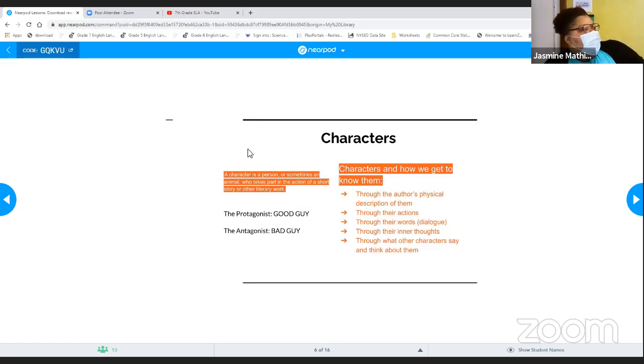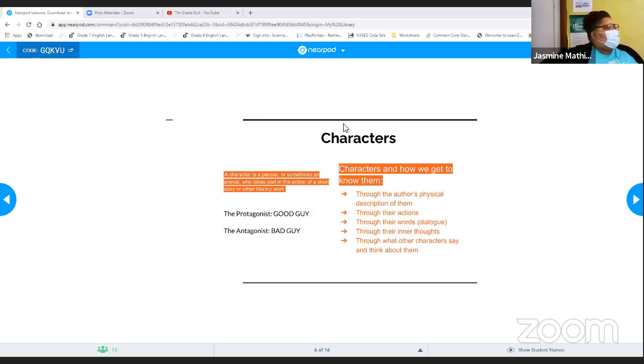Does anyone know what a protagonist is? Yep. It could be, but sometimes the main character can be an antagonist. What is a protagonist? You guys on Zoom can tell me in the chat. Yes, it is a main character, but it's a specific kind of main character. It's like the good guy in the story. Yes. So the protagonist is a main character, but the protagonist is the good guy.